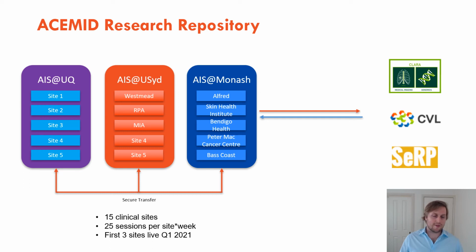We are working with the ACEMed project to build their research repository on the AIS platform. In particular, building it on the UQ, the UCID, and the Monash nodes. This will cover roughly 25 patients per week, per site, over 15 sites over 3 years, with the first 3 sites aiming to go live in Q1 of next year, along with integrating with secure computational environments at each of our institutions as they develop.